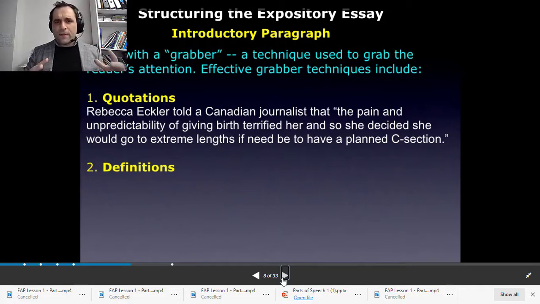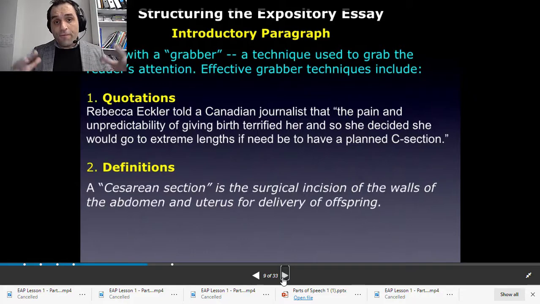If the subject is a bit complex, if the subject has words that are hard to understand, it's good to define the subject first so people understand what they're reading about. So definitions could be very good, and I'll give you an example of that. A cesarean section is a surgical incision of the walls of the abdomen and uterus for delivery of offspring.